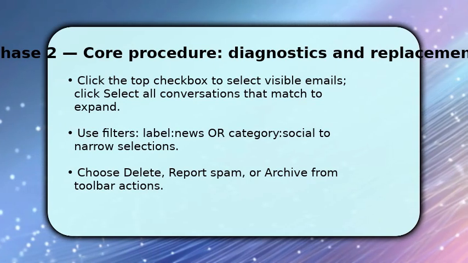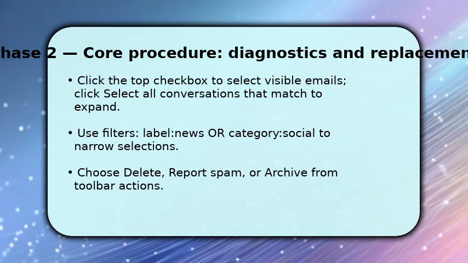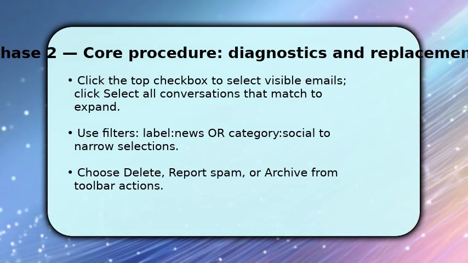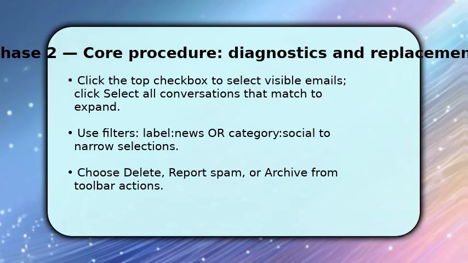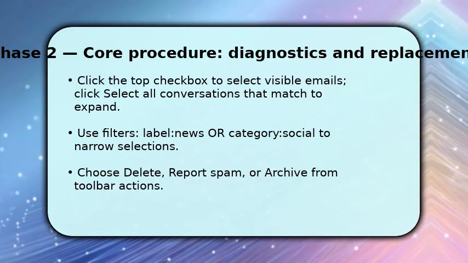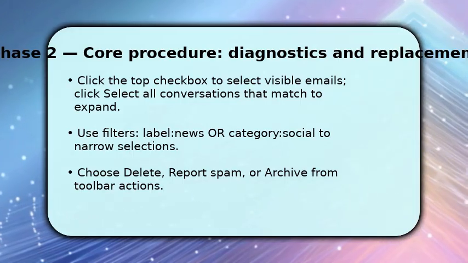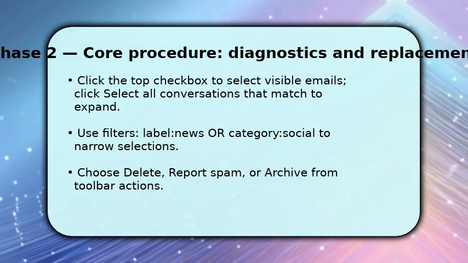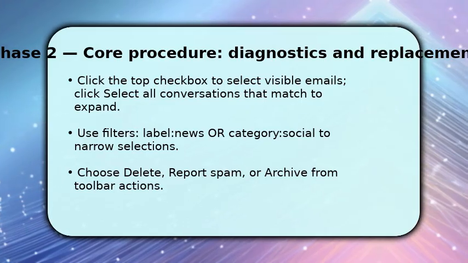With the unread list visible, click the top checkbox to select the visible messages, then click "Select all conversations that match" to capture every unread across pages. Once selected, decide. Delete removes messages, archive keeps them out of inbox but retrievable, and report spam flags abuse.